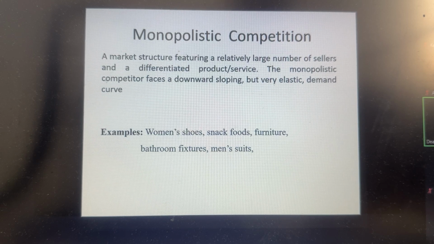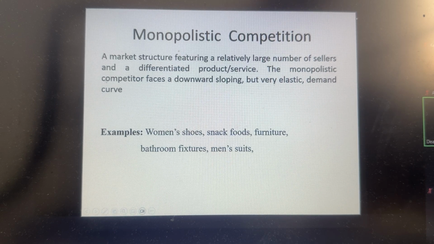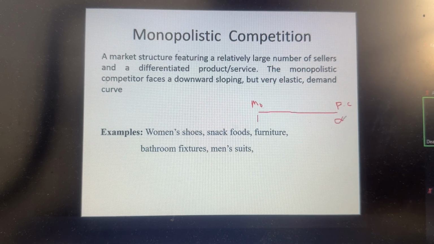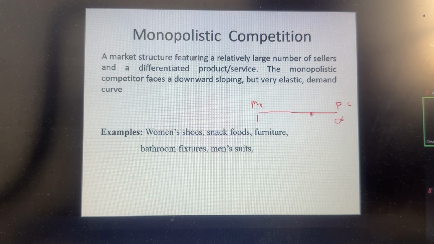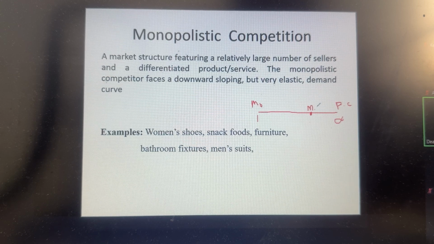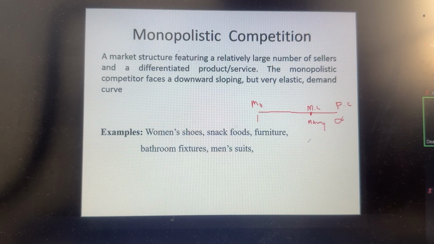And monopolistic competition is actually an in-between situation, between monopoly and perfect competition. So this is monopoly, this is perfect competition. In monopoly, one firm; in perfect competition, too many firms. Monopolistic competition, as the name implies, is somewhere here. Many firms.